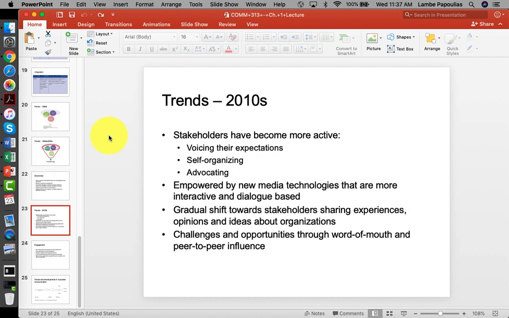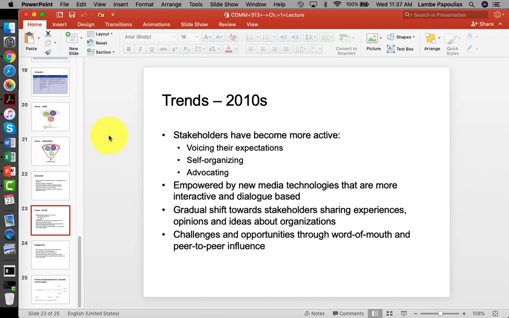Now let's take a look at some of the trends in the 2010s. So stakeholders have become much more active. They voice their expectations. They are self-organizing. They're advocating. You can see on Facebook how a group can be started to boycott an organization. Stakeholders have become much more active in today's day and age of digital communication. They're empowered by new media technologies that are more interactive and dialogue based.